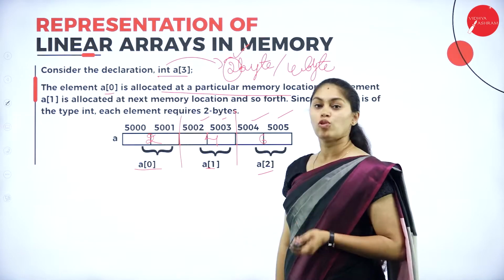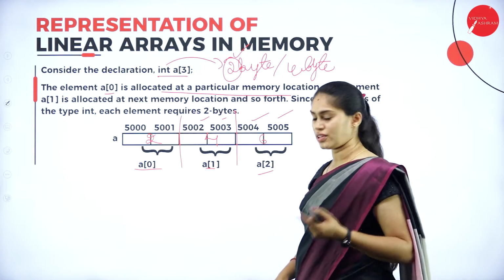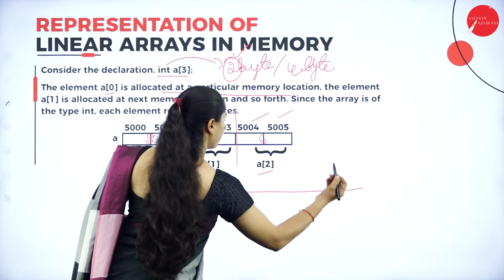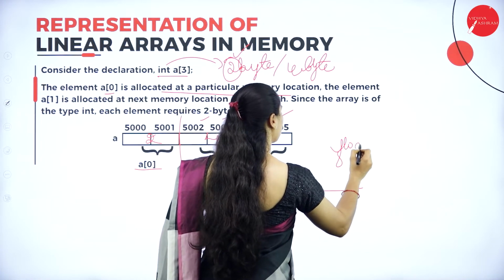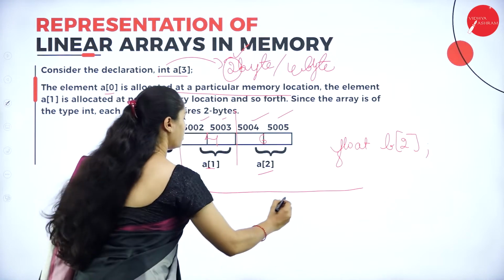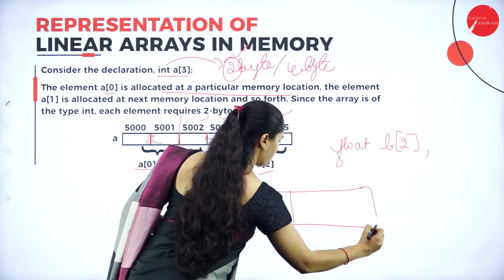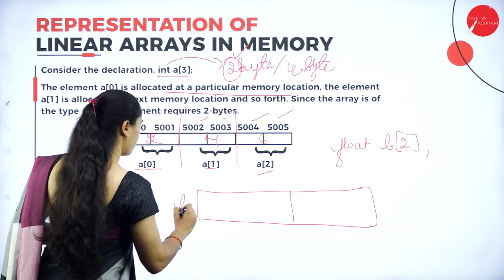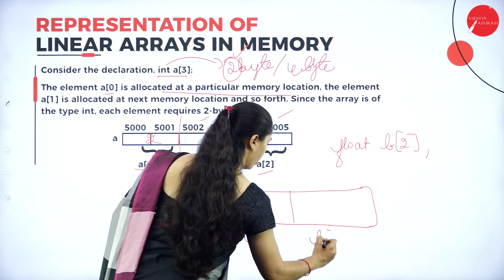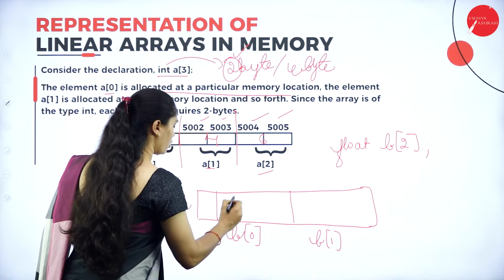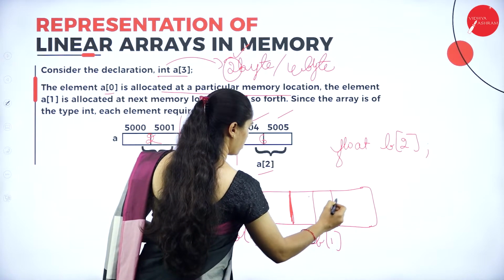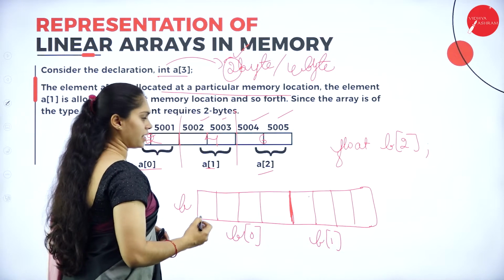What if the array is declared with the float data type? At that time, instead of 2 bytes, it will take 4 bytes. For example, float B, and let me take the size as 2 itself. So here, this will be 2 values and the name of the array will be B. This will be B of 0, that is the first location, next B of 1. So here it will be 4 bytes, fine, next 1, 2, 3, 4, another 4 bytes.